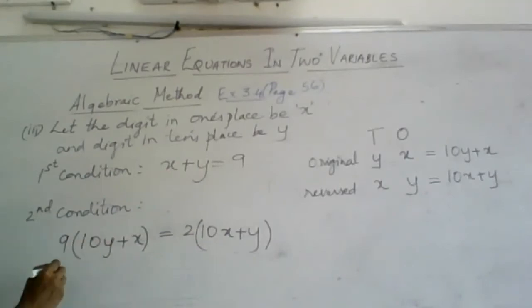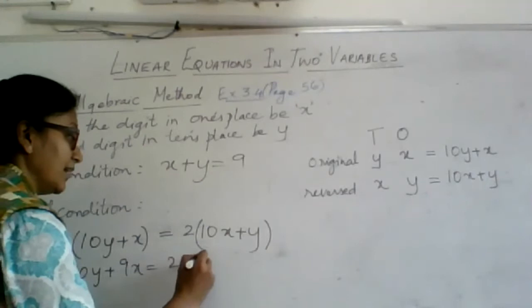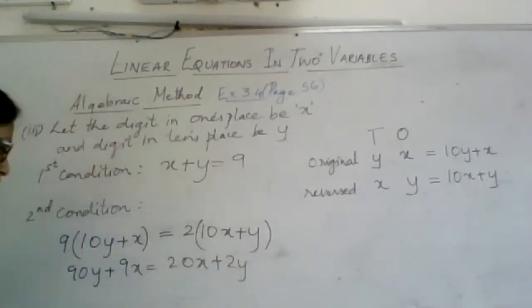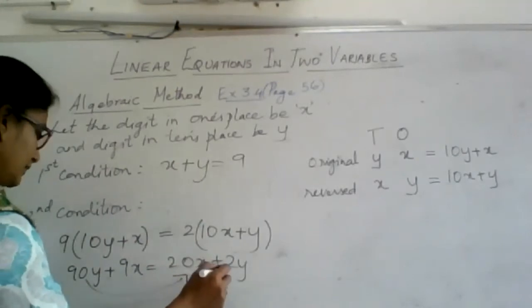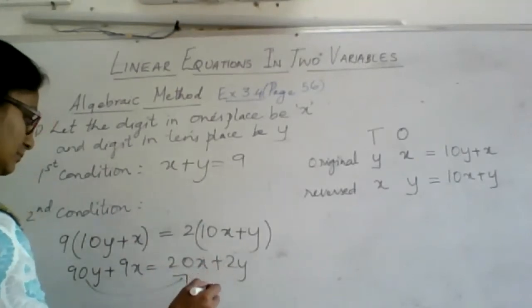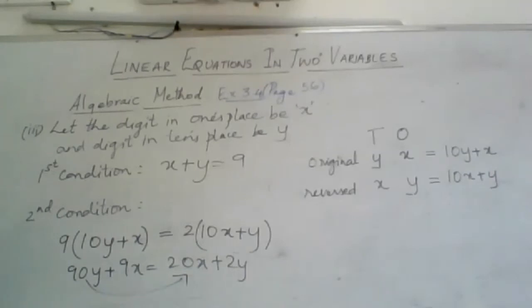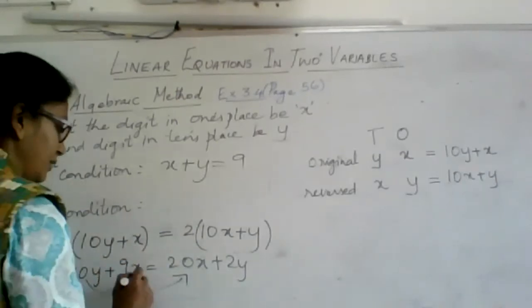Now just solve this. It will be 90y plus 9x equals 20x plus 2y. So we can transpose the x or the y there. We don't have any constant terms at all here. So what will be the constant here? It will be 0 because you don't have a constant at all. So transpose everything to that side, we will see what happens.